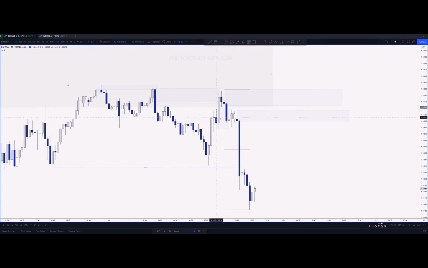Remember, the reaction is key because you want to see that exchange between buyers and sellers. But for me, there wasn't one. Price just smashed straight through. Okay, so that's not great. So for me, neither of these zones are flips, in my opinion.